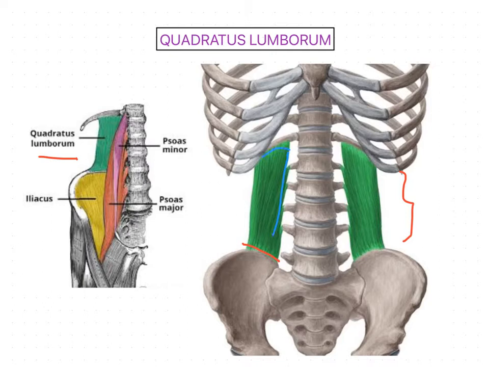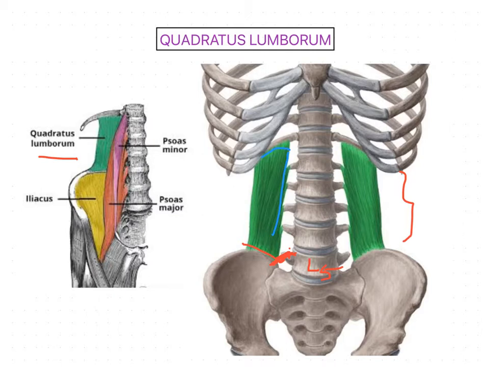So this is about the origin and insertion of this muscle. If you look at the origin of quadratus lumborum, it originates from the transverse processes of the L5 vertebra. So this is L5, and this is the transverse process.